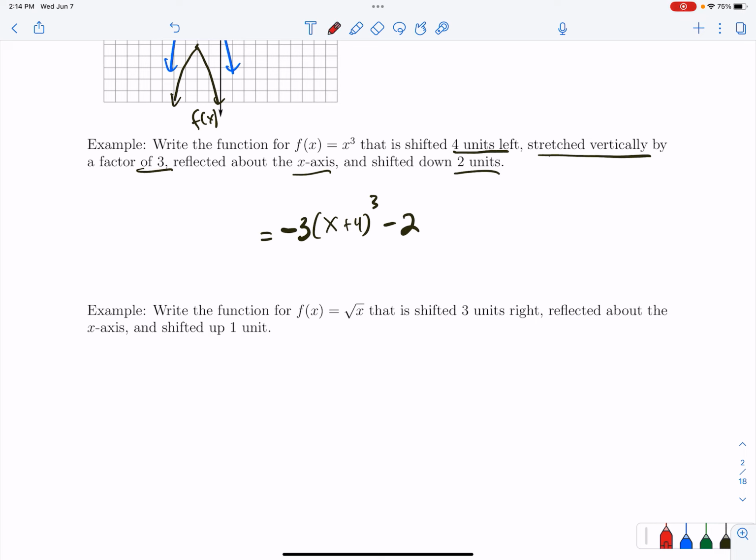And then this last one, we're going to start with square root of x, 3 units right, reflected about the x-axis, and then shifted up 1 unit. So this will be square root, 3 units right, that'll be x minus 3, reflected about the x-axis, and then shifted up 1 unit. So that's what it will look like.